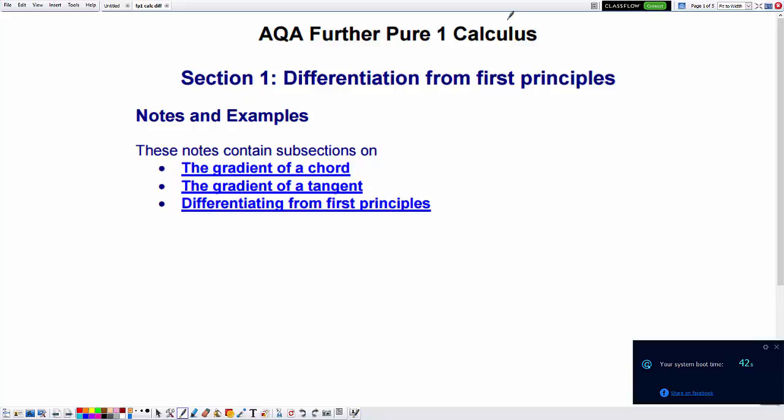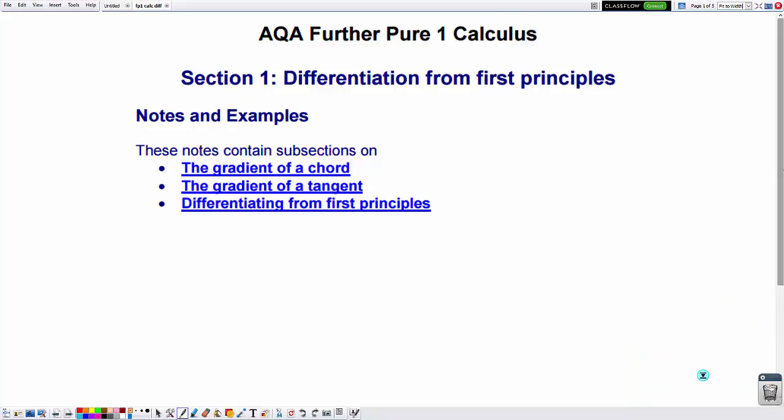In this video, we're going to look at the gradient of the chord, the gradient of a tangent, and differentiation from first principles. Now, the most important thing to remember when you're doing this is that you cannot use the differentiation that you've learned in C1 and C2, or C3, C4. What we're doing here is from first principles.